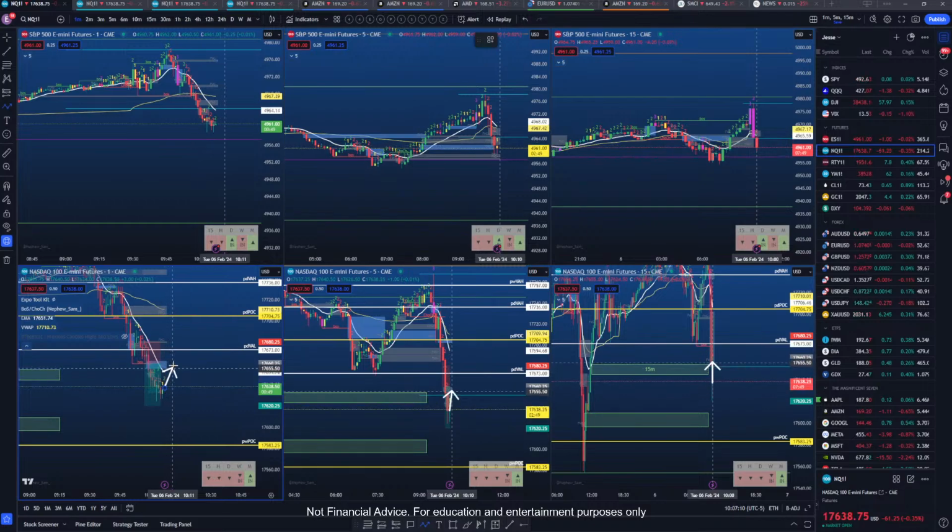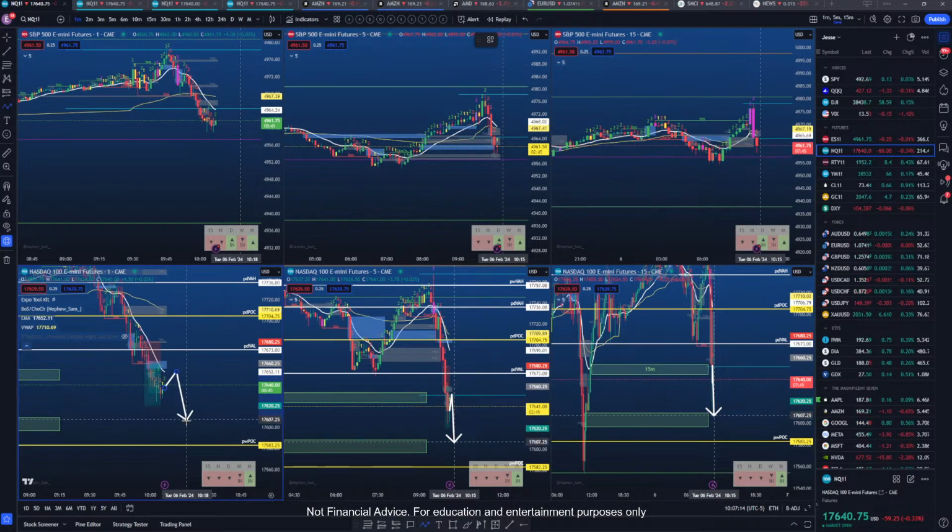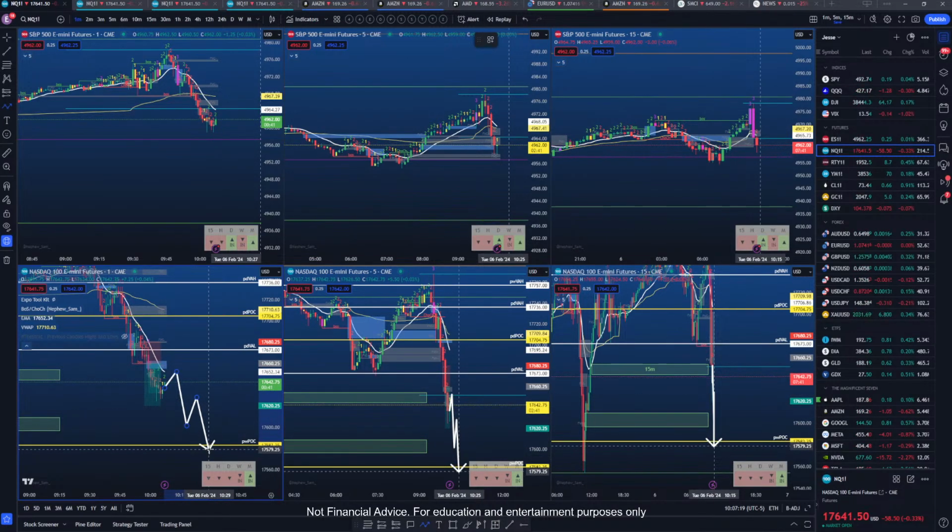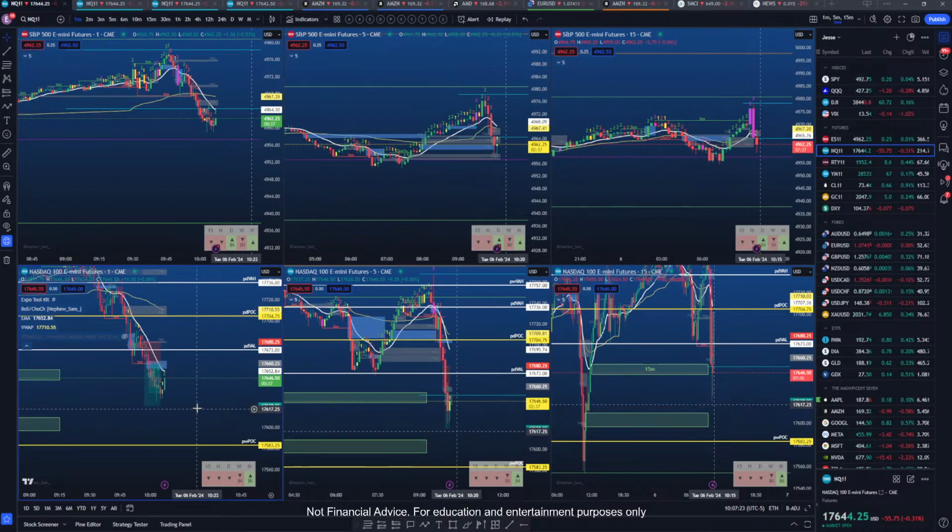I'm really not interested in taking anything unless it has a nice retrace here. Maybe I'll take a breakout, but I'd really like to see a breakout retest, and then I'll get in for a short. So I'm really not looking to get in any 1R trades right now.